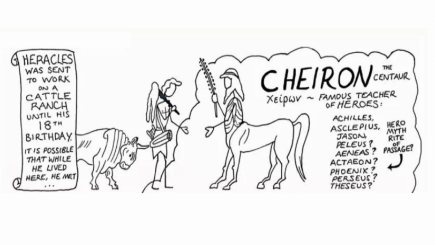Heracles is sent to work on the ranch until his 18th birthday, and it's possible that while he was there, he actually met Chiron the centaur. Chiron is a very famous teacher of heroes. He taught Achilles, Asclepius, who's a god of medicine, Jason, Peleus, father of Achilles, Aeneas, who is in the Aeneid, Actaeon is another hero, Phoenix, Perseus, Theseus. All of these are names you'll probably have heard. And so it kind of becomes this idea that a hero myth rite of passage is getting taught by Chiron. If you want to know more about Chiron, I'll put it up on the website, because how their story ends isn't particularly nice. But how he's a good centaur when all the other centaurs are kind of horrible is quite an interesting story.